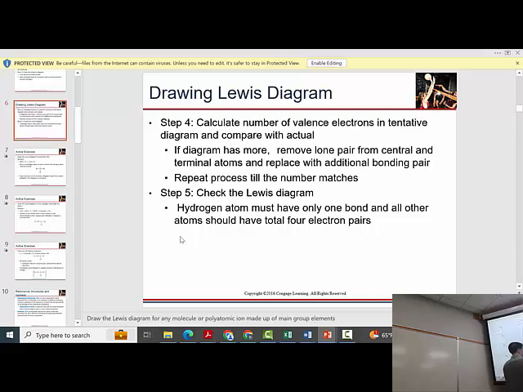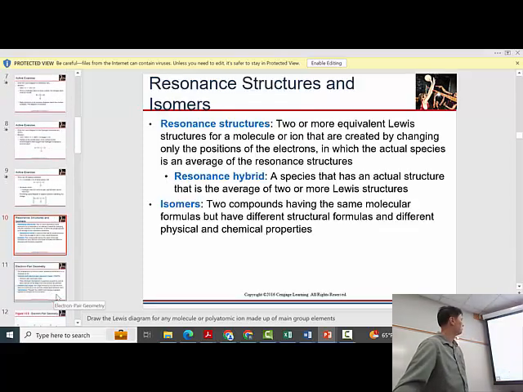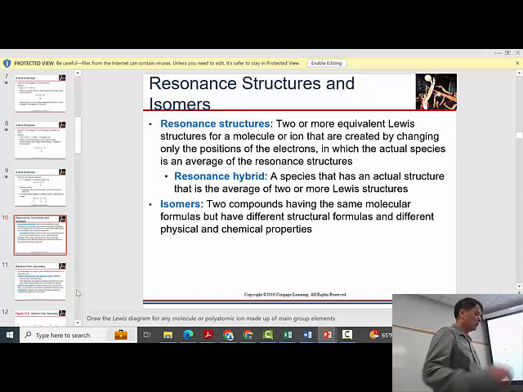A hydrogen atom must have a duet, one bond, and all others should have a total of 4 electron pairs. Those 4 electron pairs can come in different scenarios, for example, a triple bond and a single bond, 2 double bonds, or 4 single bonds. Okay, we're just going to go through these rules kind of fast and then look at examples.